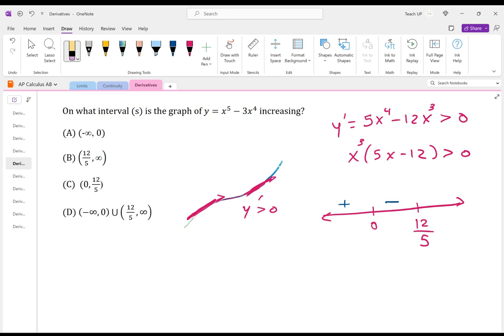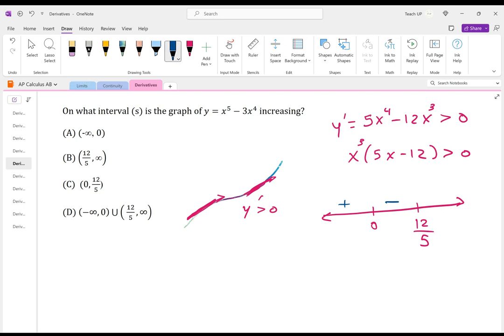And what about 12 divided by 5? Well, the interval that goes from 12 divided by 5 all the way to positive infinity, if I pick something there, let me pick 10. 10 to the third power is definitely positive, and then 5 times 10 is 50, minus 12 is positive, so positive times positive is going to be a positive.